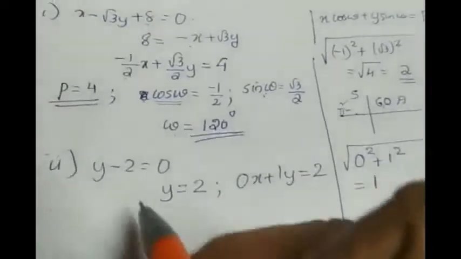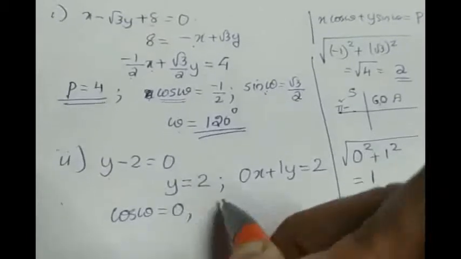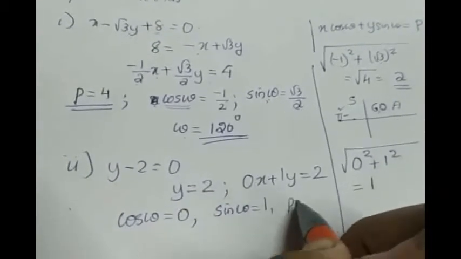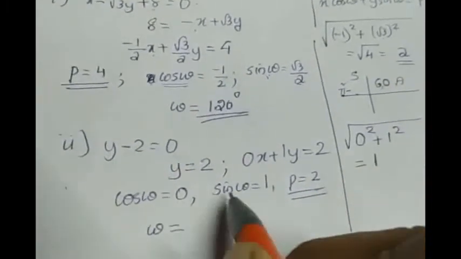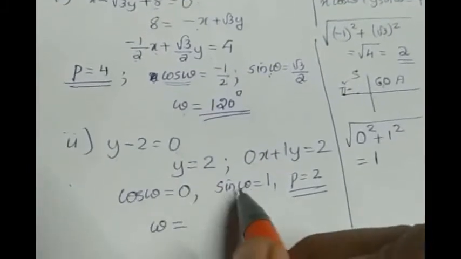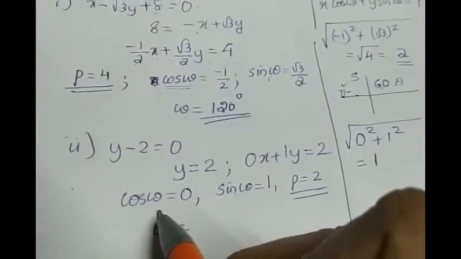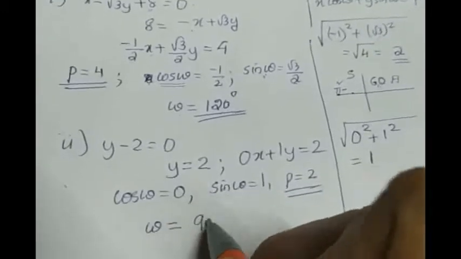Okay, so what about cos omega? Cos omega is the coefficient of x, which is 0. Sin omega is the coefficient of y, which is 1, and p is equal to 2. So we got p. And to get the value of omega, which angle gives sin as 1 and cos as 0? Sin 1 and cos 0, it is 90 degrees. So omega is 90 degrees.